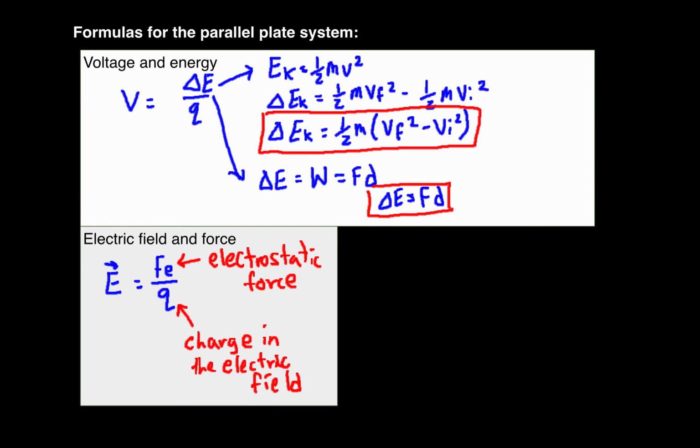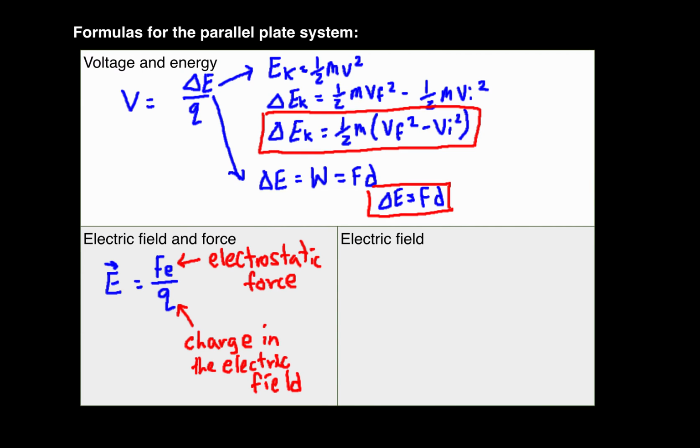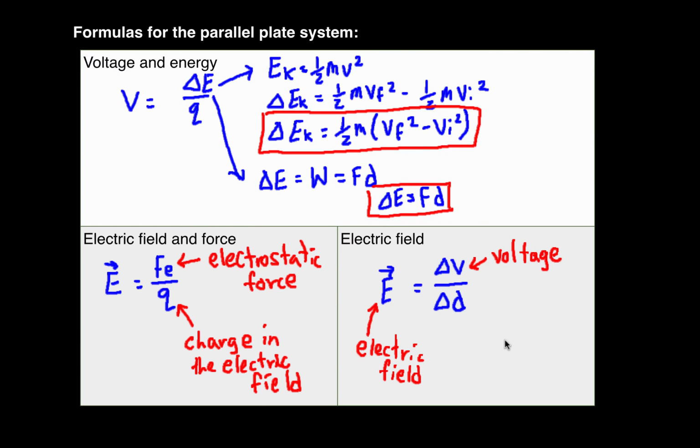And finally, we have a new formula that we can use to calculate the electric field between the parallel plates. Electric field is equal to the change in voltage divided by the change in distance. Watch yourself in these formulas. E with an arrow over top is electric field. V, when it's capitalized, is the voltage or potential difference. In this case, it's often the battery voltage.